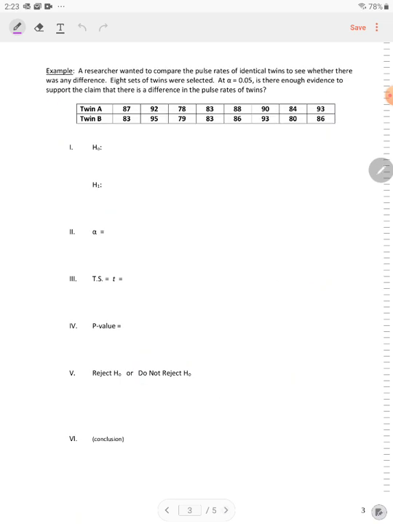All right? Example, a researcher wants to compare the pulse rates of identical twins to see whether there's any difference. So the hypotheses are mu d equals 0 and mu d is not equal to 0, because we're looking at differences. Alpha is equal to 0.05.